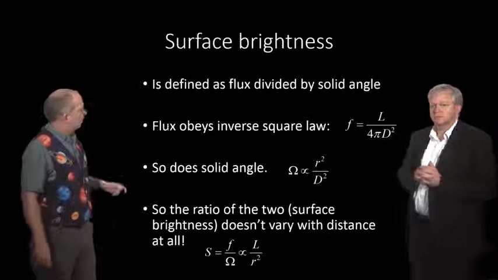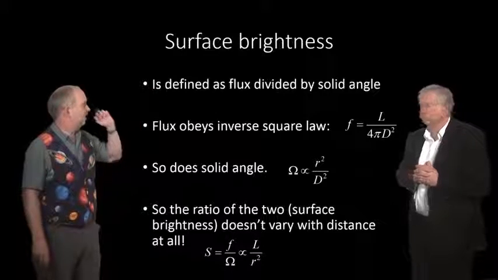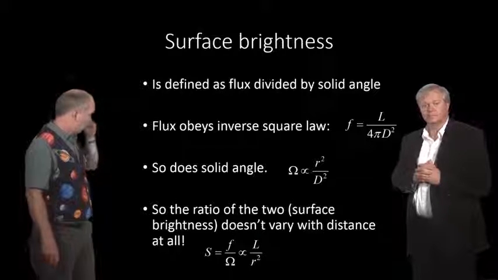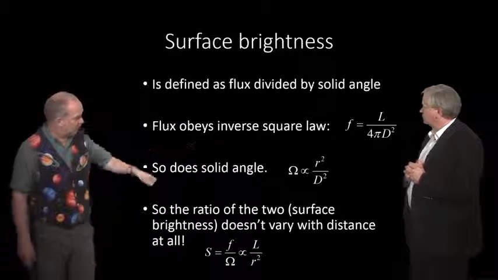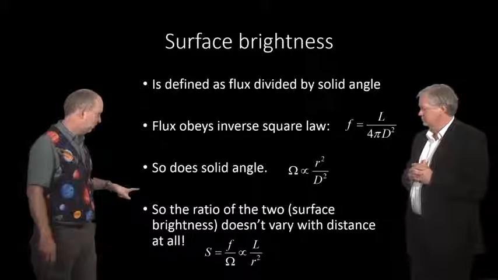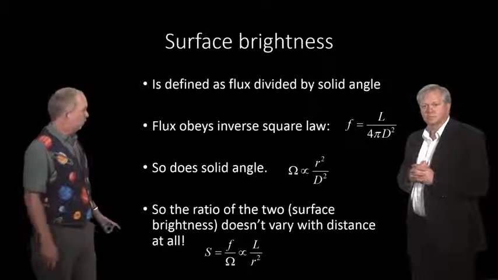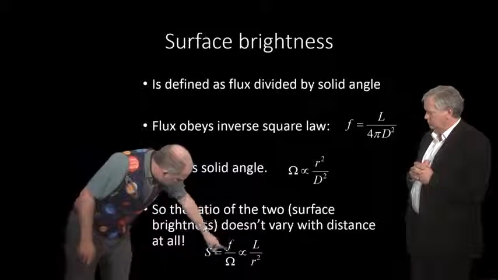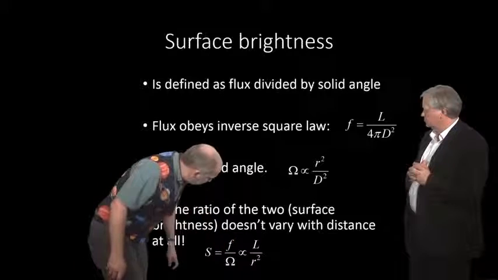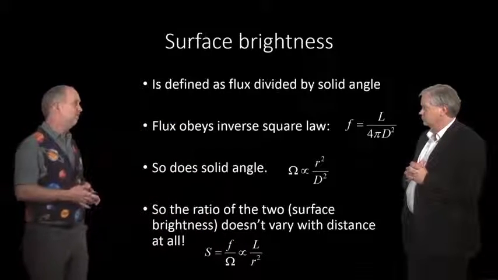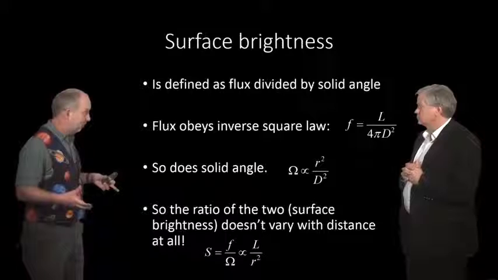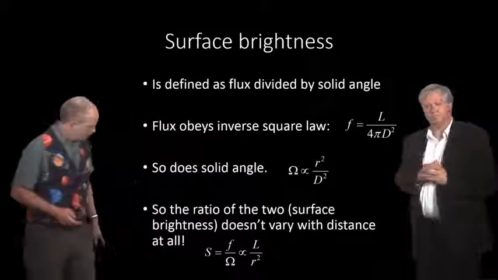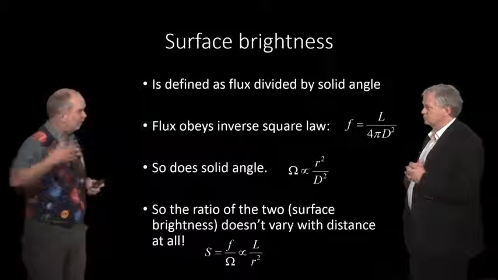That's right. Now we can define surface brightness as the flux per unit solid angle. And so flux obeys the inverse square law, it goes as 1 over d squared. But then so does solid angle, as we just said, also goes as 1 over d squared. So the ratio of the two, which is called surface brightness, is just going to be the flux divided by the solid angle, which is going to be the luminosity over r squared, neither of which depends on the distance to this thing. That's just the power put out per unit area. So that's all the surface brightness is. It doesn't depend how far away it is.